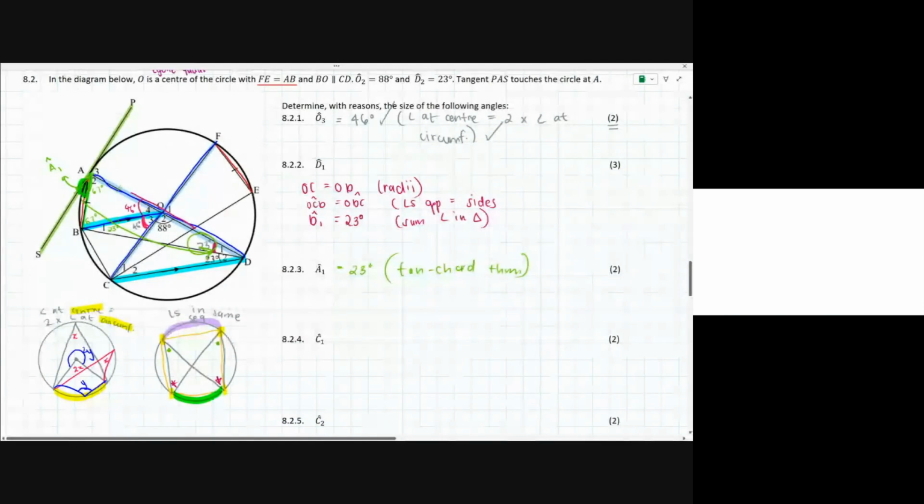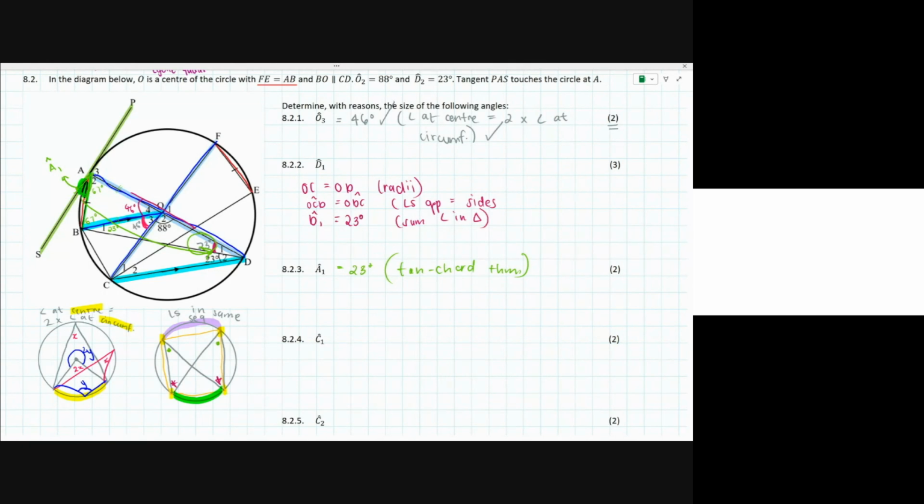PS perpendicular to OA. Okay, so again, let's not assume diameters. They're straight lines, and I have actually proven that they are diameters, but yes, you could say that PAS is perpendicular to OA, tan perp rad. That's fine. Right, so A1, 23, tan chord theorem.